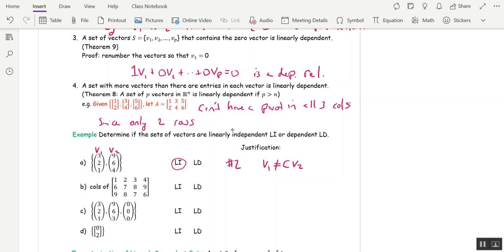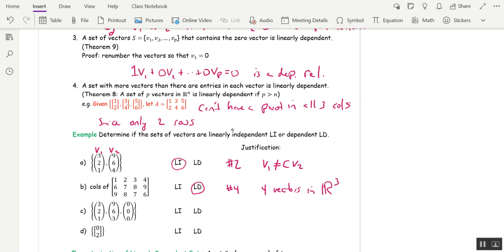Okay, next one, the columns of this matrix. Well, there are 4 columns, but there's only 3 entries in each column. So those are linearly dependent by number 4, since I have 4 vectors in R3.